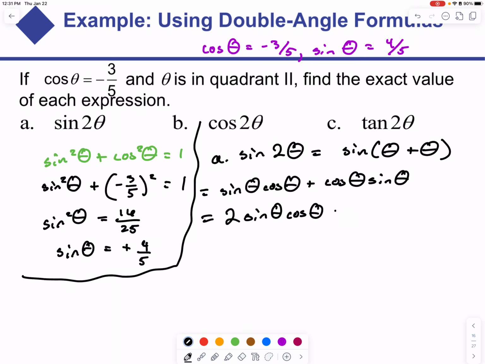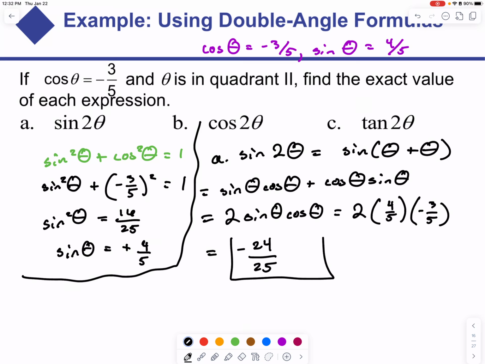And then I think we found those components. So it should be 2 times sine of theta, we got 4 over 5. Cosine of theta, negative 3 over 5. 8 times 3 is what, 24? So I'm getting a negative 24 over 25 for that one. That's for A. Okay. All right, we're going to go with it.